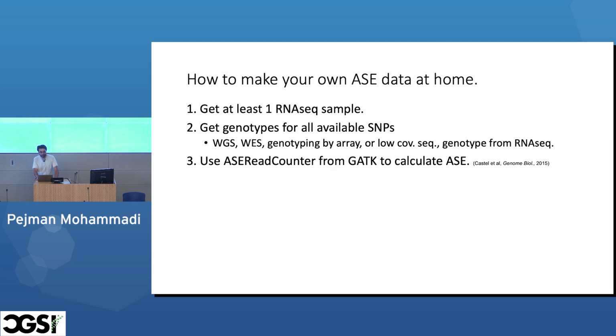When you have that, you can just throw this at the ASC read counter from GATK, and that would basically give you the ASC calculated at every ASC SNP that is available in your data.